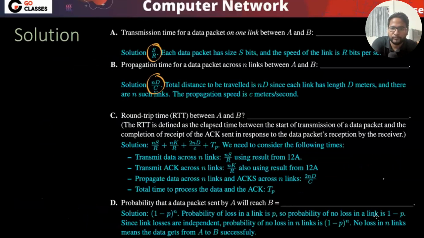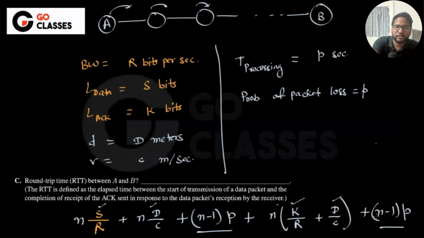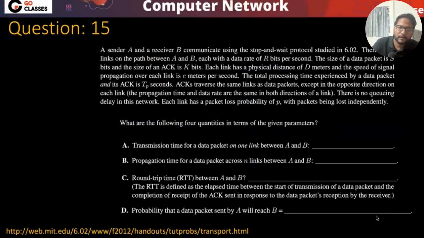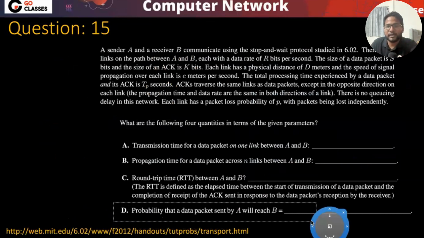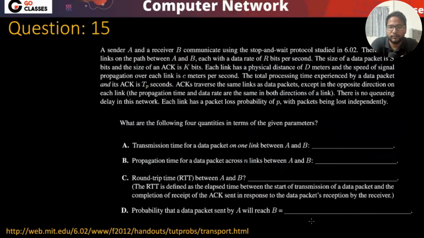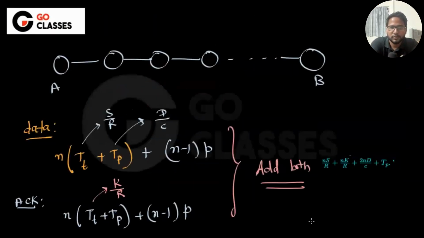Okay. Yeah, so that is correct. So now let's just see this part D. So part D is saying, what is the probability that the data sent by A will reach B? That's interesting and easy also, to be honest.